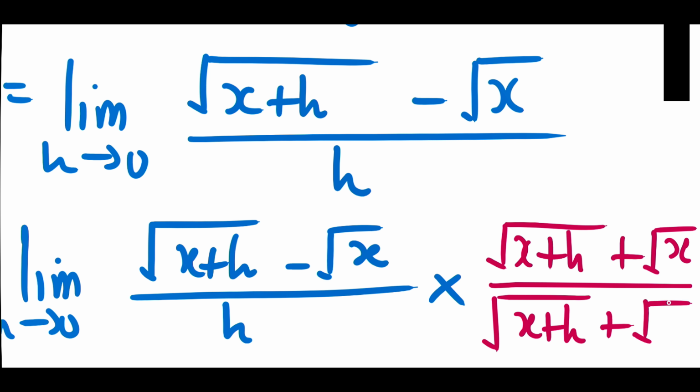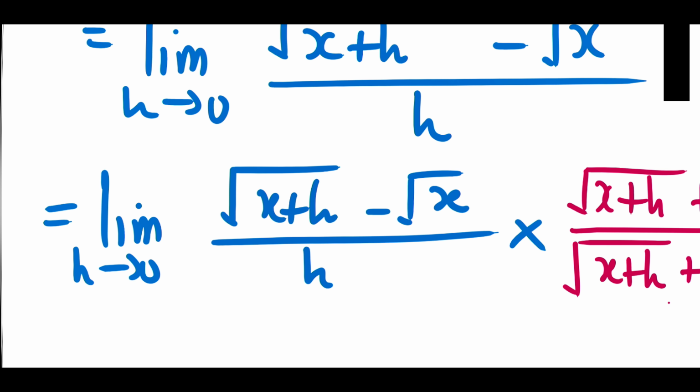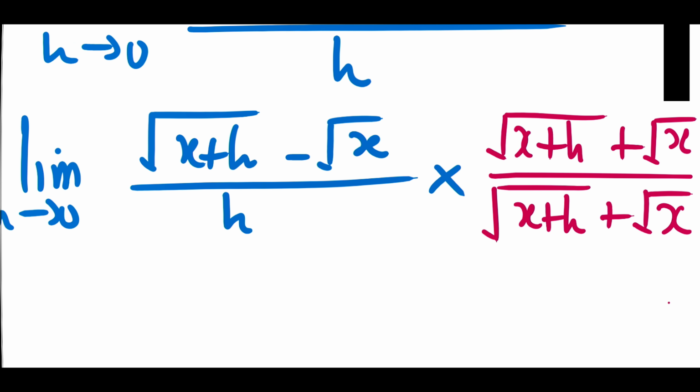So you could see that square root of x plus h plus square root of x dividing itself will still give us 1. So it doesn't change anything, or it doesn't add any value to what you already have. The value remains the same. So that's how you are supposed to go about it. Let us continue to simplify.